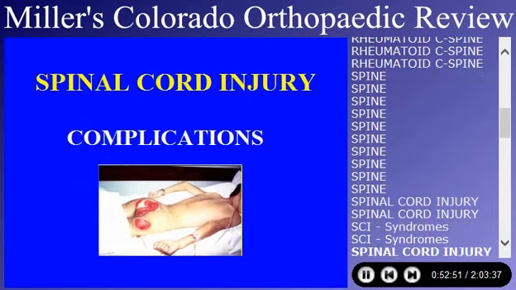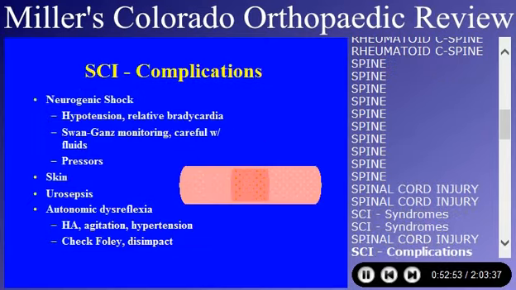The complications of spinal cord injury, one of the things they can ask you about is neurogenic shock. In neurogenic shock, a patient, and remember these are usually young adults, will be hypotensive and will be relatively bradycardic. So a young adult who's in hypovolemic shock should have some fairly significant tachycardia to respond to that. If they show you someone who has relative bradycardia, then that's evidence of neurogenic shock in conjunction with hypotension.